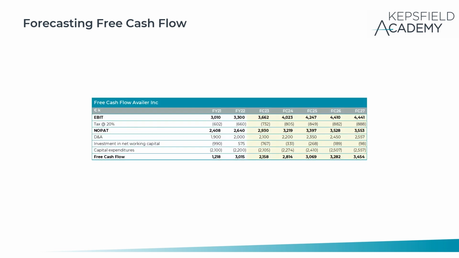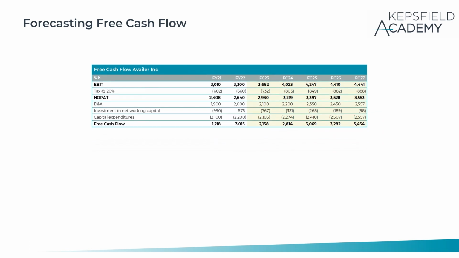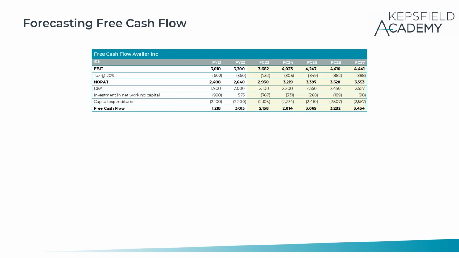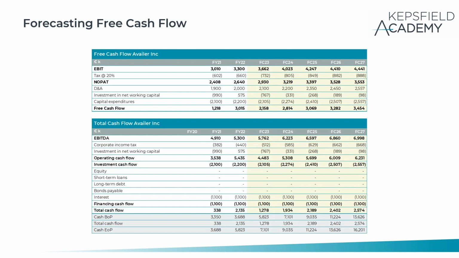We find that free cash flow will increase to €3.5 million in 2027. Note that the difference between free cash flow and total cash flow is driven by financing items, in our case, interest and tax, since all other financing movements are assumed to remain constant.